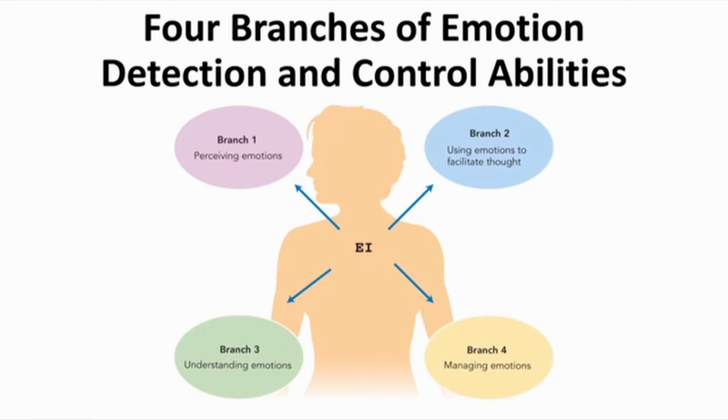Our third branch is understanding emotion. How well do people know which emotions combine to create certain nuanced feelings? Or can they identify when certain emotions change from one type to another? And for our fourth branch, we have managing emotions, where you would evaluate the participant's ability to change their own emotional state to facilitate some kind of task, say working in a group. So there's very precise ways of measuring all of these emotional components.